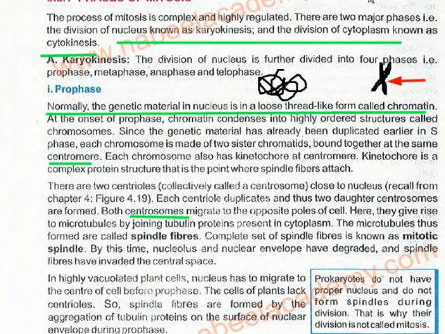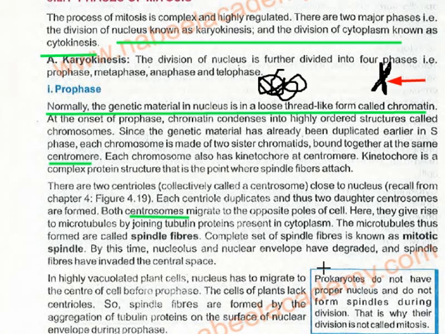So the nucleus has to degrade, and because of that the spindle fibers will spread and the chromosomes will align themselves. Okay, in highly vacuolated plants, the nucleus has to... now we are talking about plants. First we were talking about animals, now plants. In highly vacuolated plant cells, the nucleus has to migrate to the center of the cell before prophase.